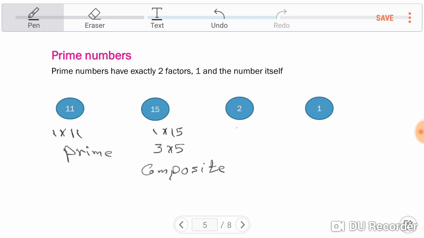2 only has 2 factors, 1 and 2. هنا 2 is a prime number. 2 is the only even prime number. ال 1 هنا has 1 factor, so 1 is not prime and it is not composite. It is not a prime and it is not a composite number.